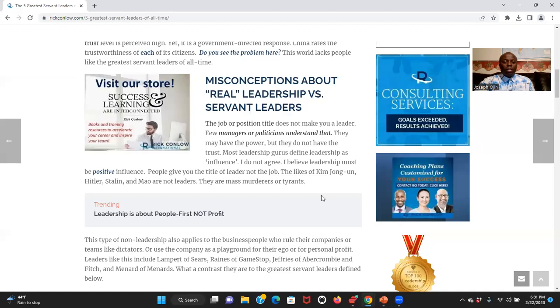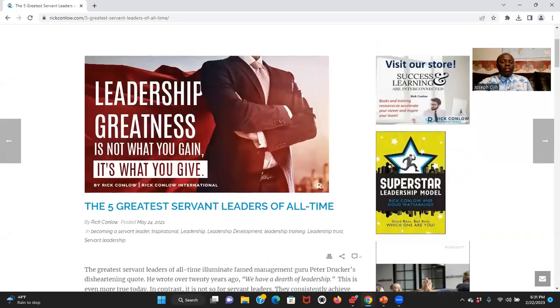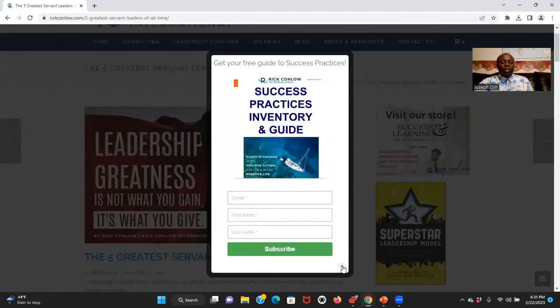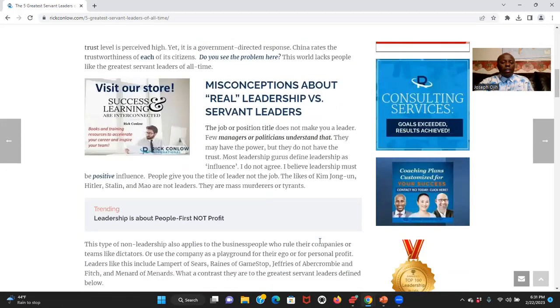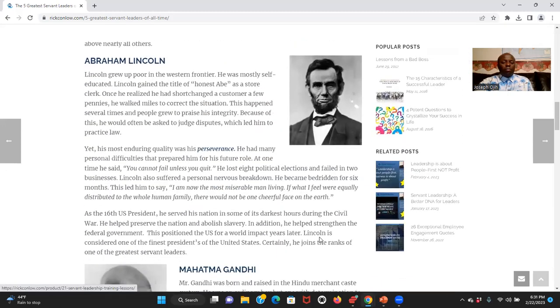So you can see some of the greatest servant leaders of all time. These names keep coming up. I look at this person, Abraham Lincoln. He's a good example. During his presidency, according to studies, everything I read about Abraham Lincoln and his leadership points to servant leadership.